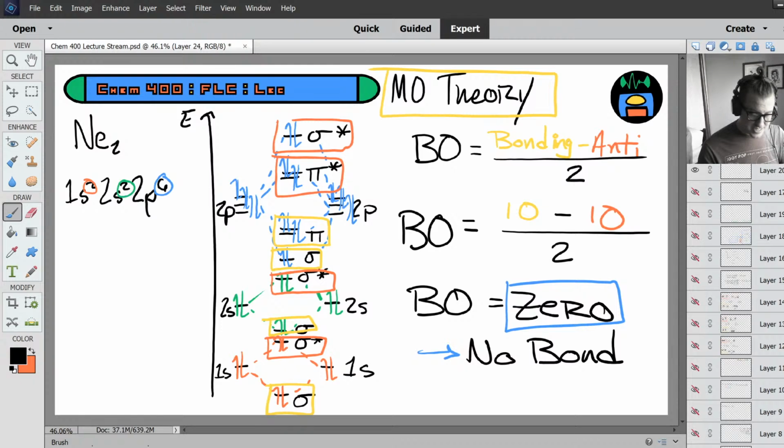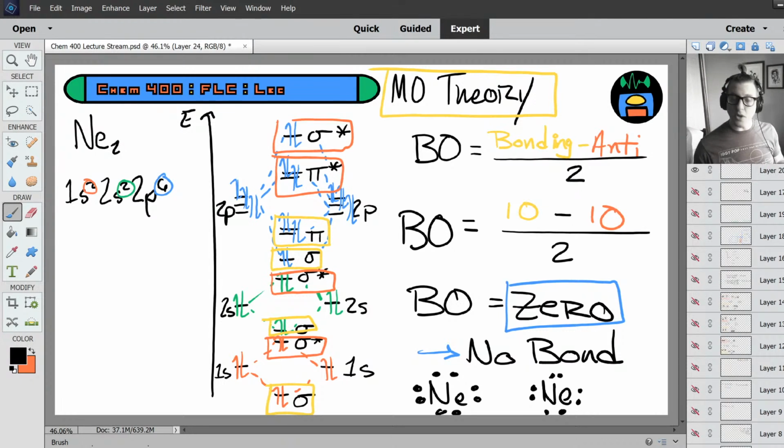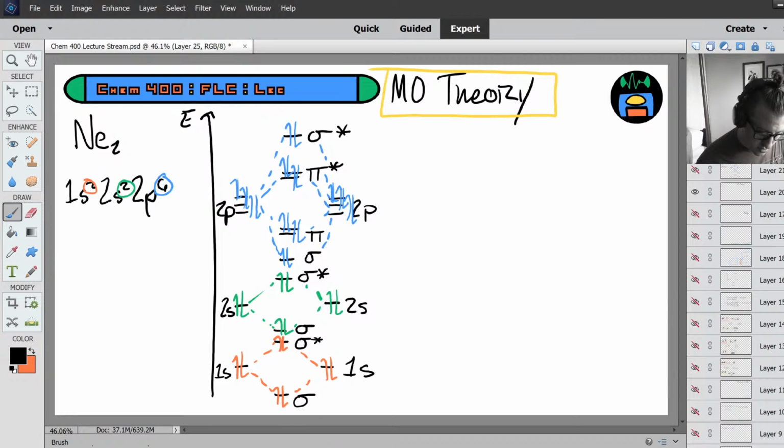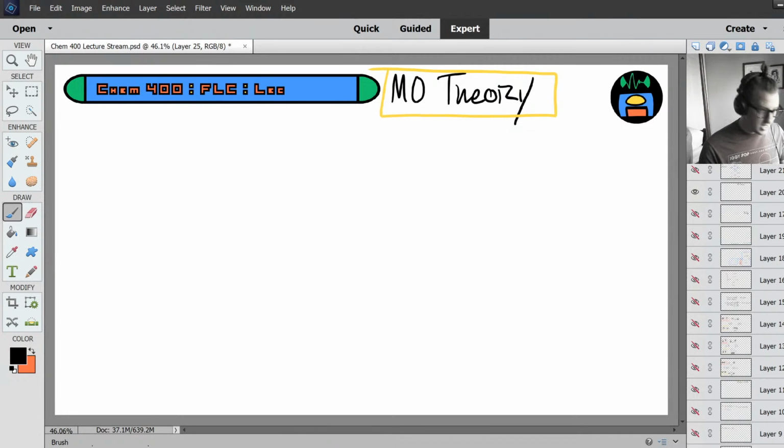And that is also consistent with what we know from the Lewis structure of neon. Neon has 8 electrons. It's already completed the octet rule. It has no need to make a bond with anything else. It already has all the electrons it wants. That is why our bond order here is 0. All right? So we've got 2 more to do, dinitrogen and dioxygen.